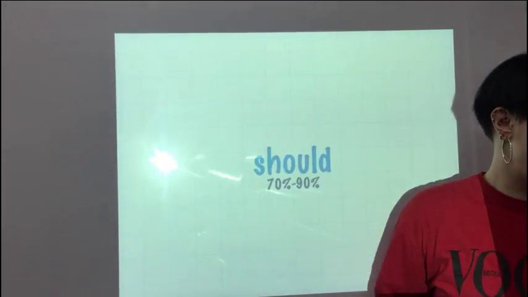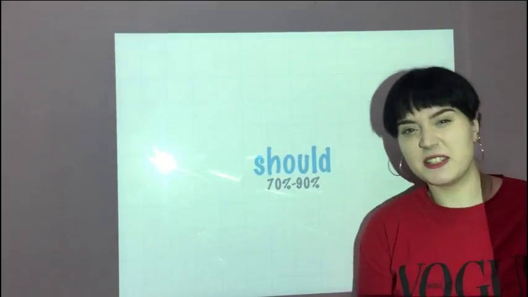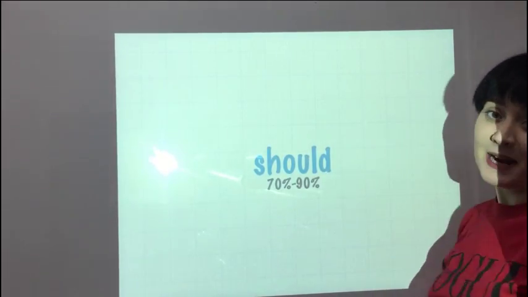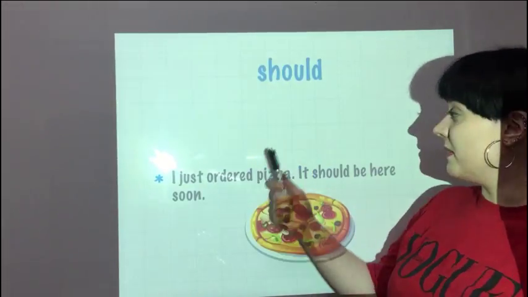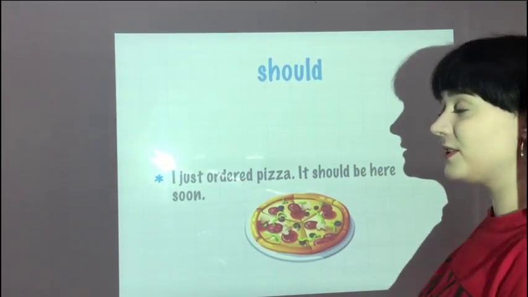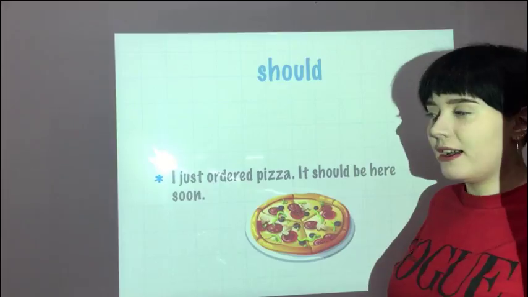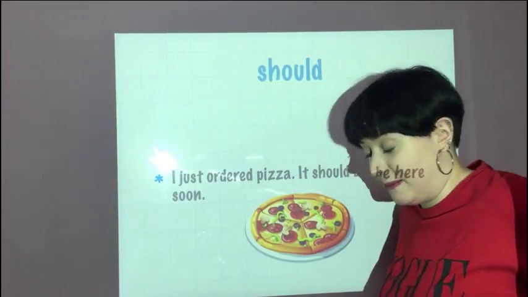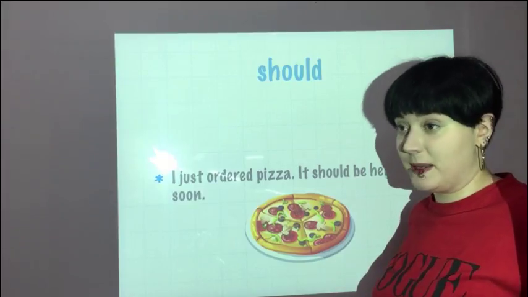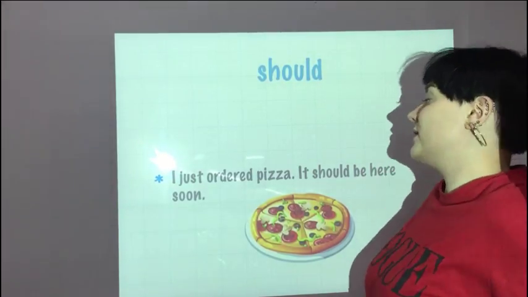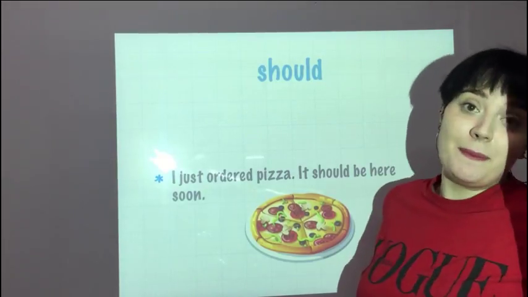Okay, then "should." As you can see, we're going lower and lower. So here we have 70 to 90%. Then we could say, oh, I just ordered pizza. It should be here soon. Usually, even when I order pizza, sometimes it's there in a few minutes and sometimes it takes so long, and I'm almost starving to death because I really want to eat my pizza.